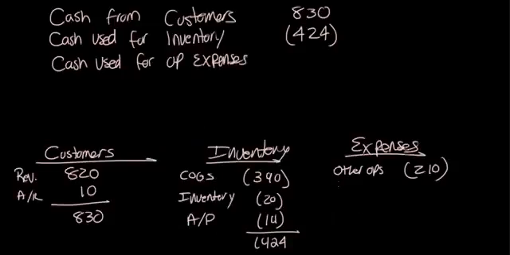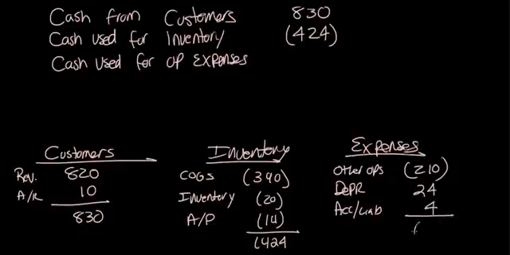Let's jump back here then. For the depreciation expense, it's a positive 24 because depreciation expense always gets added back. The accrued liabilities are a positive 4. Add all those up, and we get a negative 182. So the 830, negative 424, negative 182 is a positive 224.